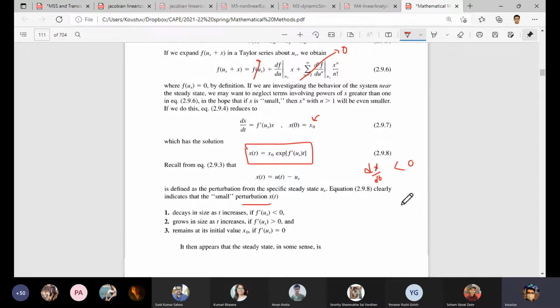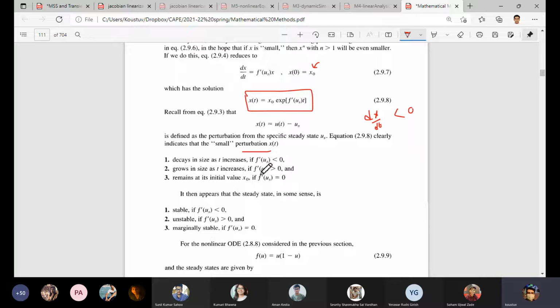It will decrease. But if the value of the slope at the steady point is greater than 0, then it will further grow in size, the deviation variability expands, and if it is exactly 0, then it will remain at the initial value. That means it will not change further, and if it happens to be one of the steady states, then it will remain at that steady state point.